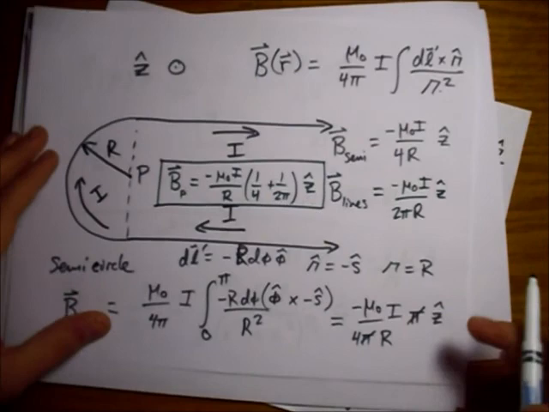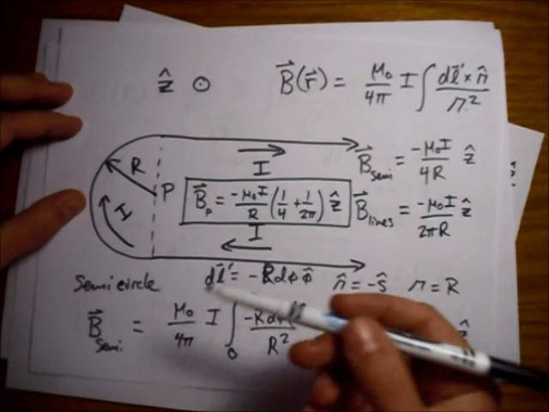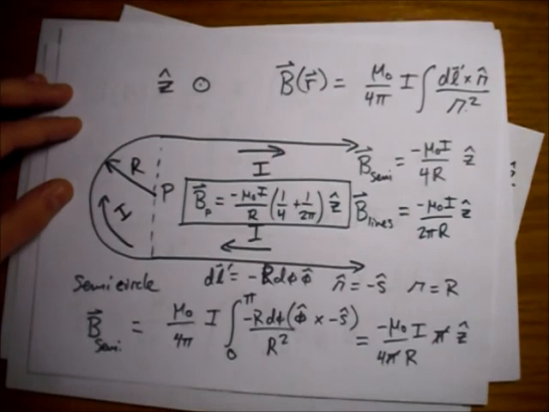But here we go. This tiny little thing inside this box is the magnetic field at this point due to these two wires that go off to infinity to the right, the current coming in, traveling around this half circle, and then heading back out to infinity.